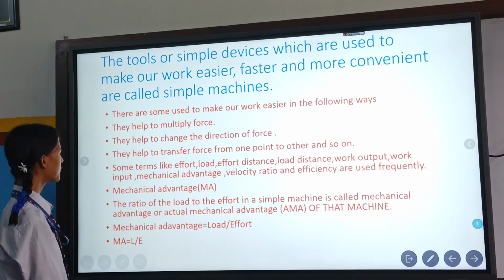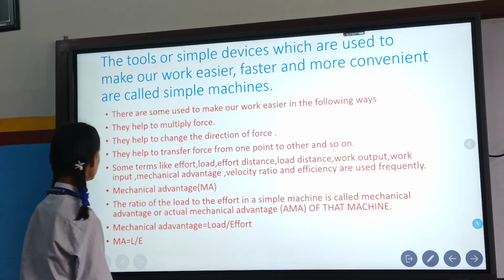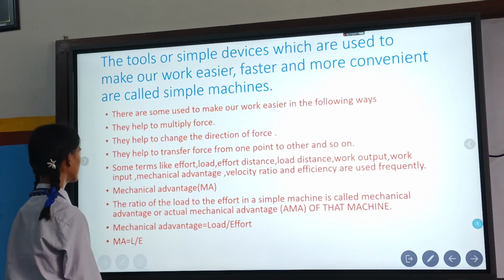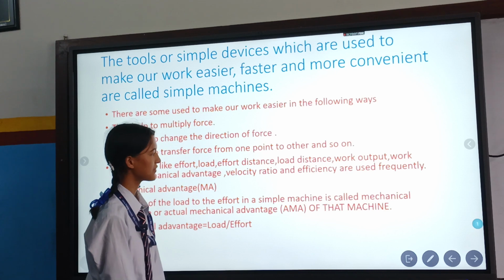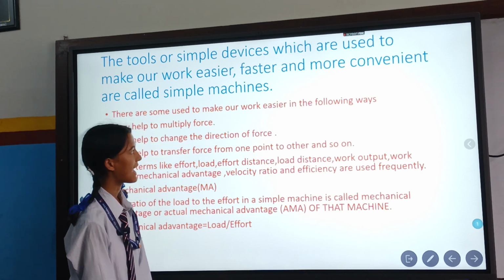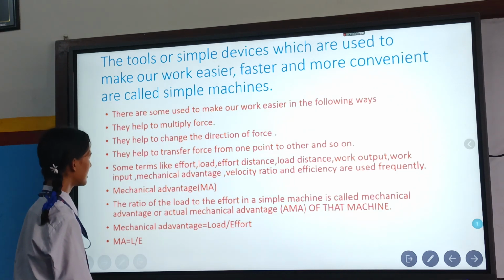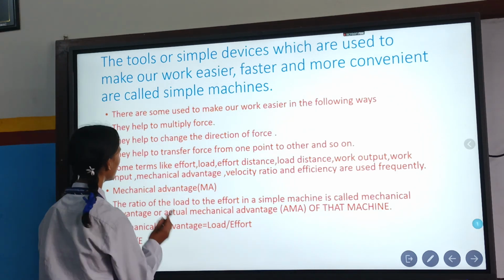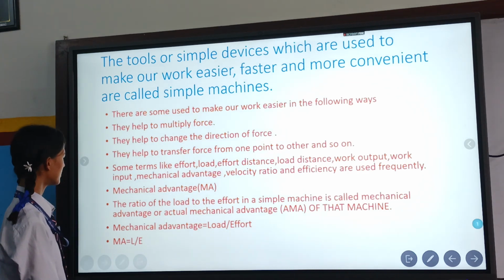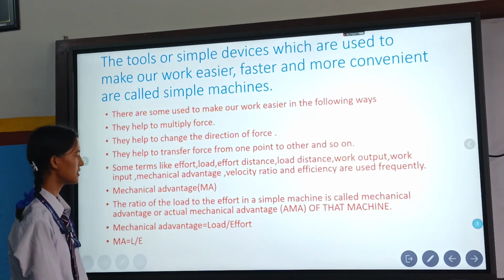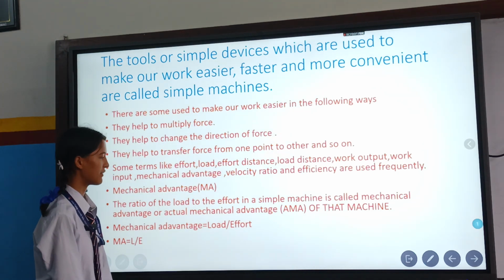Some terms like effort, load distance, effort distance, work input, work output, mechanical advantage, velocity ratio, and efficiency are used frequently with simple machines. Mechanical advantage, represented as MA. The ratio of the load to the effort in a simple machine is called mechanical advantage or actual mechanical advantage.